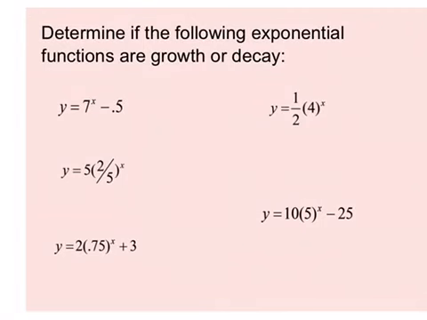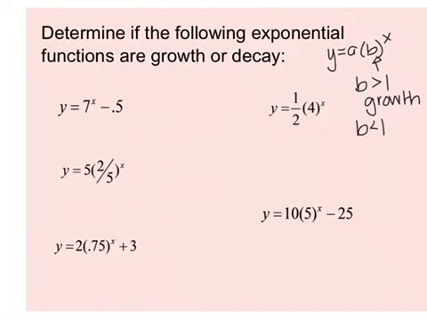Here's the last thing we're going to look at. We want to make sure that we can determine if the following exponential functions are growth or decay. The way we're going to do this is go back to that a times b to the x that we talked about a couple days ago. When we want to tell if it's growth or decay, we're looking at our b value. If b is greater than 1, we have a growth situation. If b is less than 1, then we're talking about a decay situation.